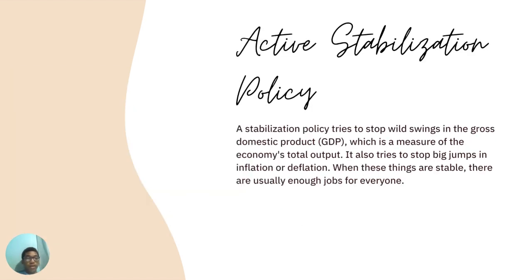And finally, we have the active stabilization policy. A stabilization policy tries to stop the movement in the GDP mainly, which is a measure of the economy's total output. It also tries to stop the jumps in inflation or deflation. Its main goal, like its namesake, is to stabilize the economy and the production of the countries. And when these things are stable, there are usually enough jobs for people.